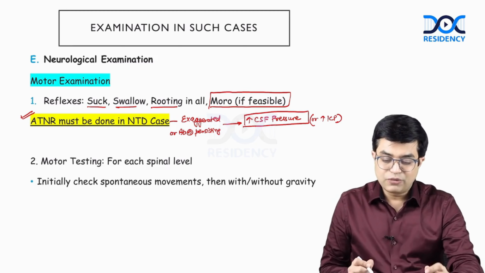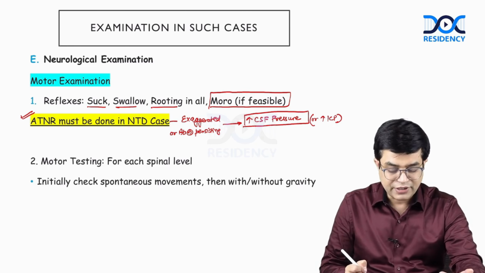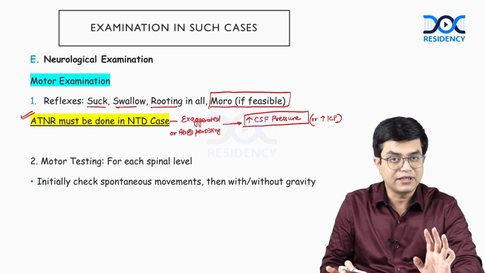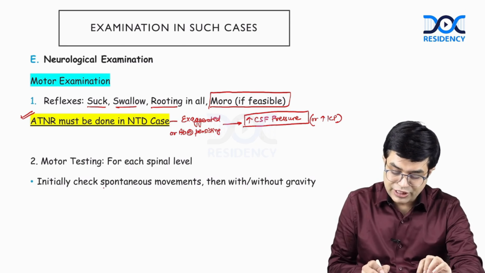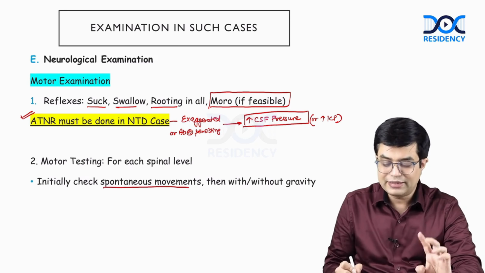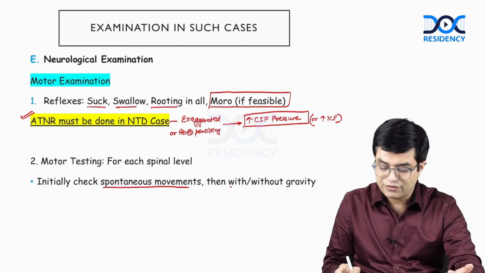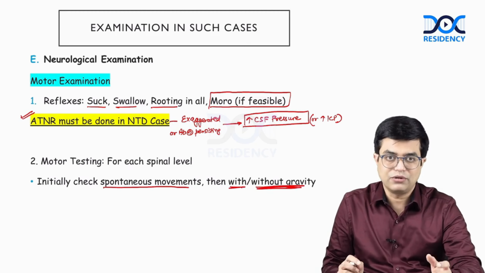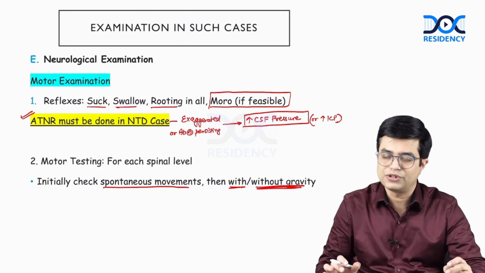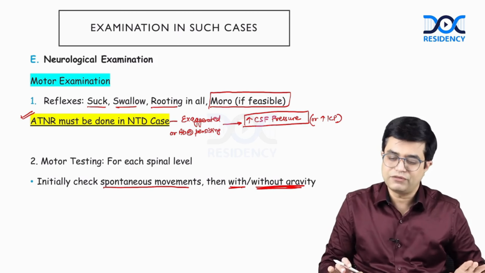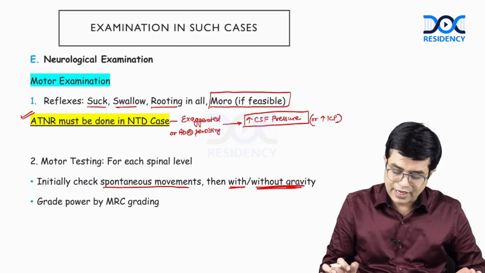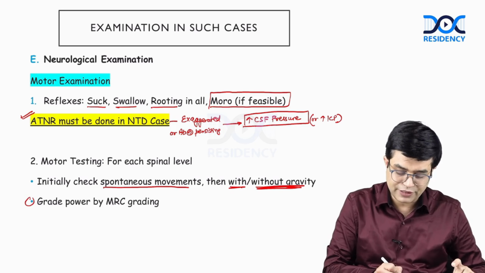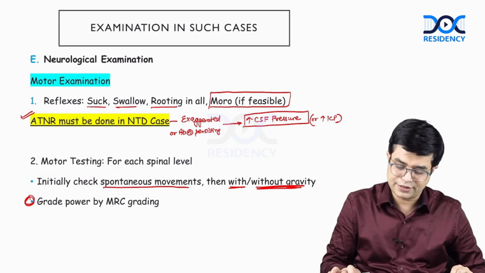Then motor testing should be done for each spinal level, right? So motor testing you will do for each spinal level, and initially you check for the spontaneous movements, and then you check the induced movements with and without gravity. So how to perform it? It's a neurological thing. That neurological examination, we have covered that point. And you must grade the power in the child by the MRC grading system.